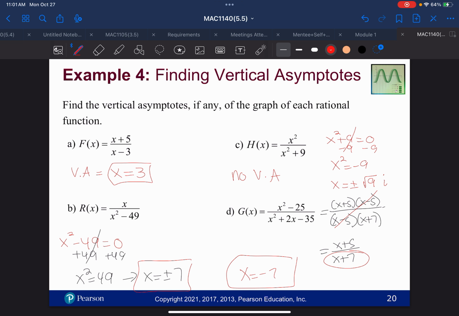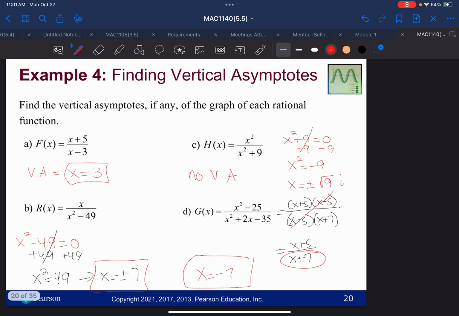Okay, so finding the vertical asymptote, not too bad. You just set the denominator equal to 0 and solve. And that's how you find vertical asymptotes.